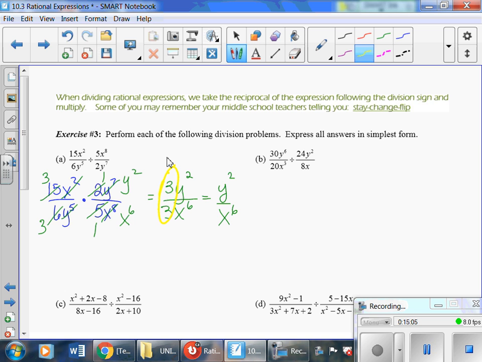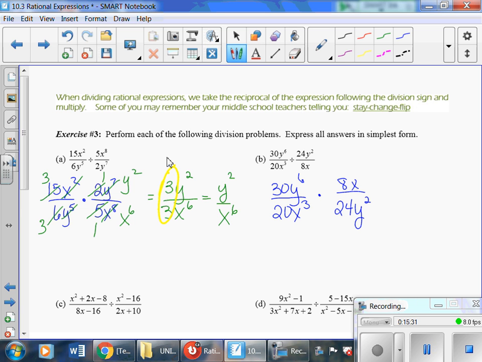Again, just reminding you that when you're dividing, the first one stays the same. The sign changes, and the second fraction flips, or mathematically, we take the reciprocal of it, and then we simply multiply it. So that one, I think we can probably factor this.